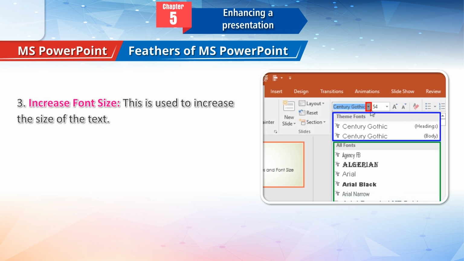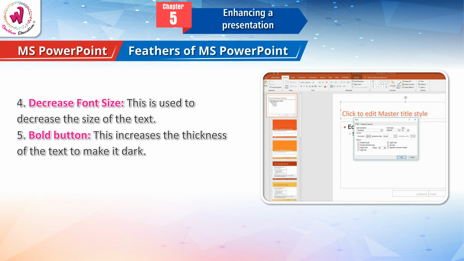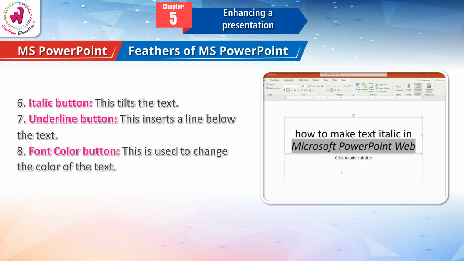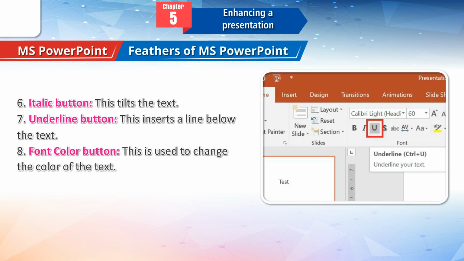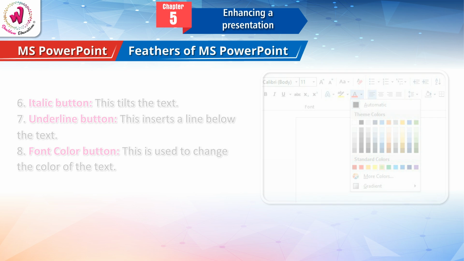3. Increase font size. This is used to increase the size of the text. 4. Decrease font size. This is used to decrease the size of the text. 5. Bold button. This increases the thickness of the text to make it dark. 6. Italic button. This tilts the text. 7. Underline button. This inserts a line below the text. 8. Font color button. This is used to change the color of the text.